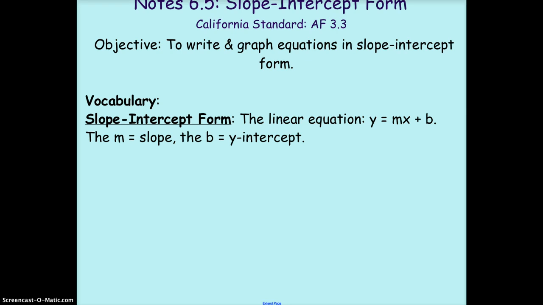Our standard that you need to write down is Algebra and Function 3.3. Our objective today is to write and graph equations in slope-intercept form.